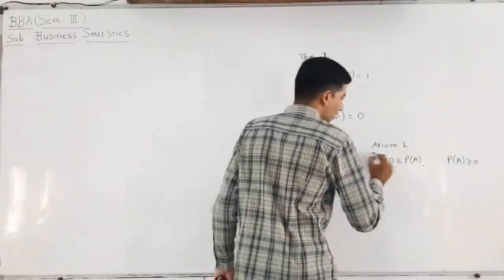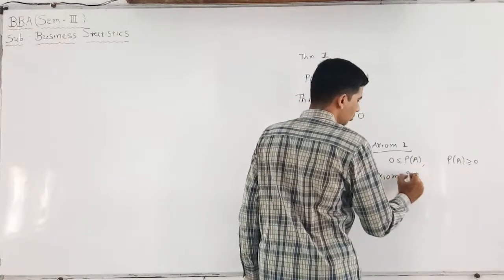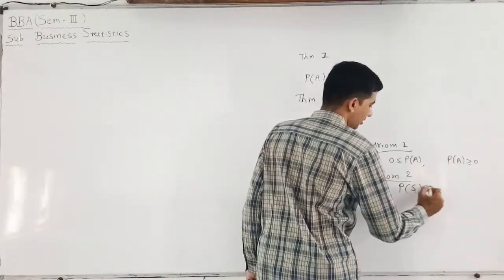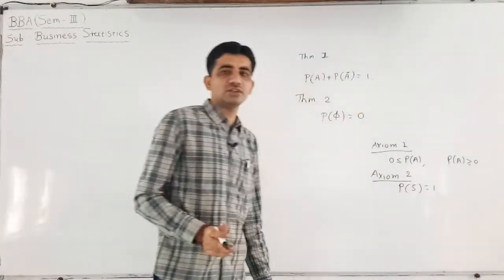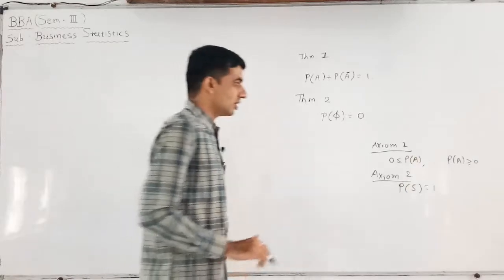Axiom number 1. Axiom number 2 is P of S is equal to 1, where S is the sample space.